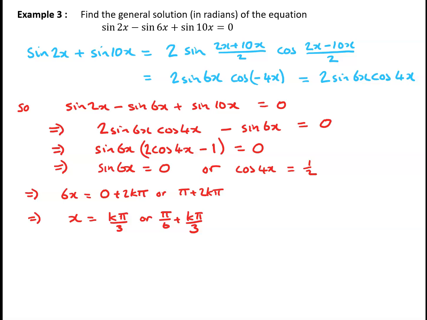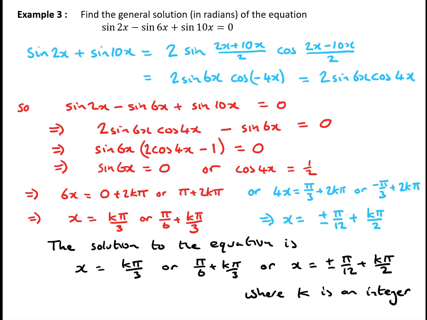For cos 4x equals a half, I know that a half is the cosine of 60 degrees, or in radians, it's the cosine of pi by 3. So I've got cos 4x equals cos of pi by 3. So that tells me that 4x must either be pi by 3 plus 2k pi, or minus pi by 3 plus 2k pi. And dividing through by 4 gives me x is plus or minus pi by 12 plus k pi divided by 2.